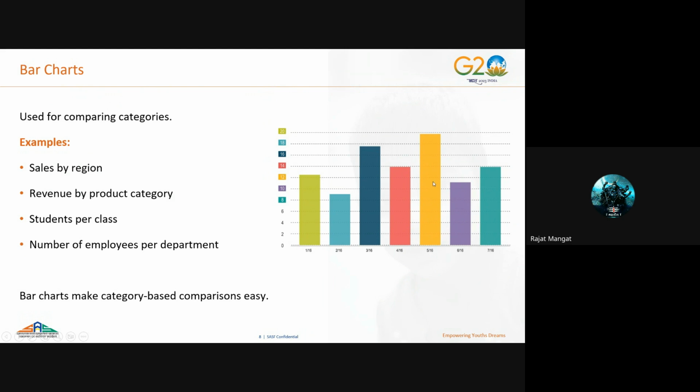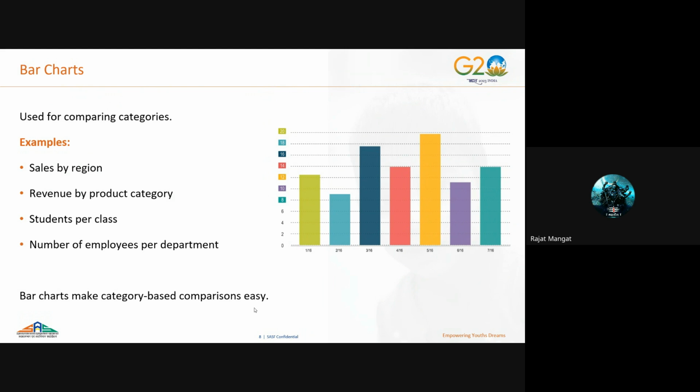Okay, this is how you make decisions by looking at the data. Number of employees per department. Because now a department contains employees under a particular name, like the HR department has some number of employees, the IT department has some number of employees, the sales department has some number of employees. We are categorizing them by the department name here. So similarly, we can plot the number of employees by department, and you will see which department has the highest number of employees. So bar charts make category-based comparisons easy.